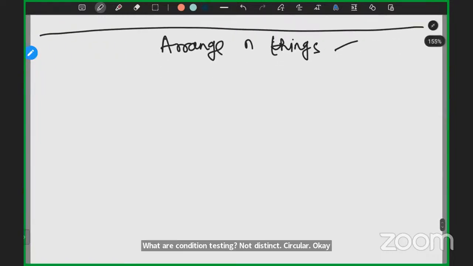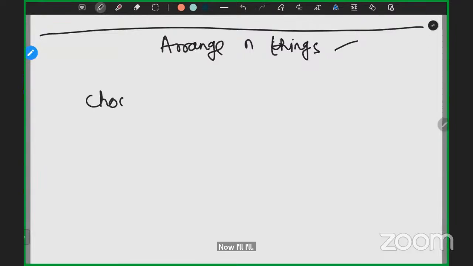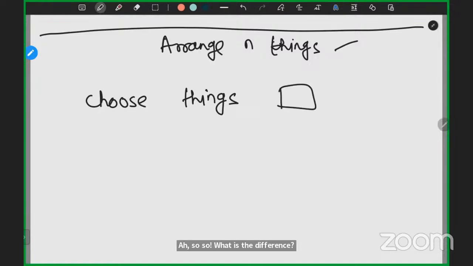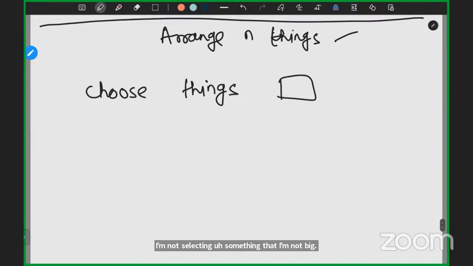Now I'll come to the next part: how to choose things. What is the difference from previous? Previously, whatever items you had, you couldn't exclude anyone. I'm not saying you have to arrange all of it, but now you can choose them. These choices will come in handy in real life implementation.